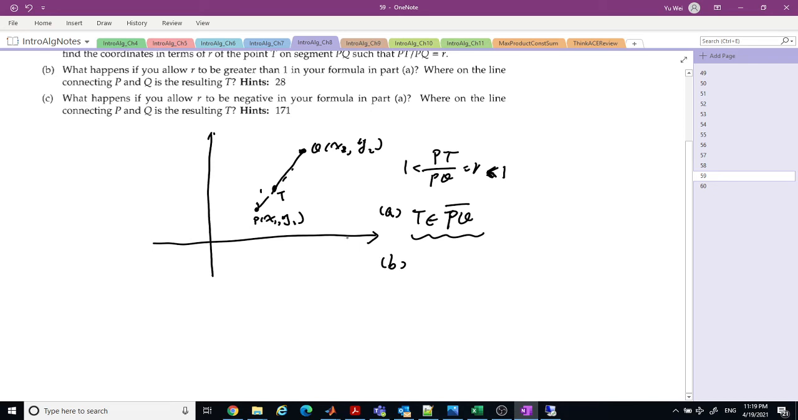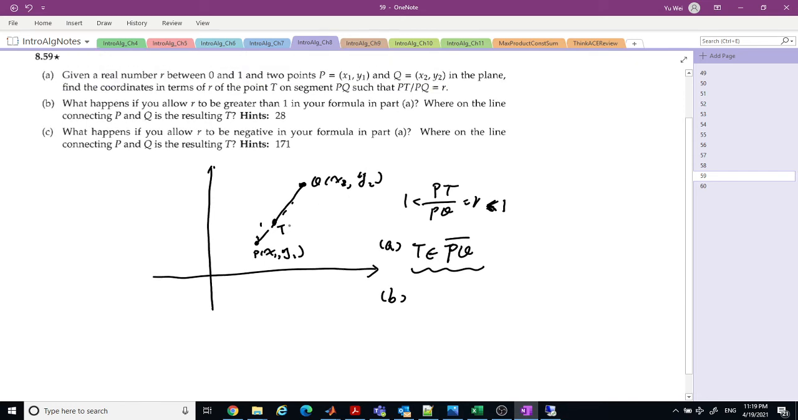And B is, what happens if you allow r to be greater than 1 in your formula? Okay, I mean, if we also consider the negative ones, we need to do this. So T is between Q prime and Q. Okay, if we only consider the length and don't consider the direction. I'm not so sure whether this is directional or not. Okay, let's consider the non-directional case first.